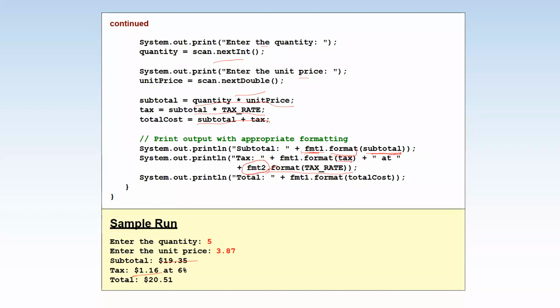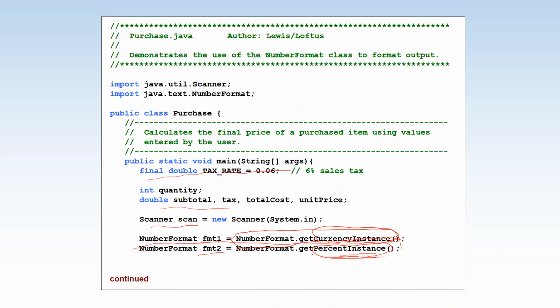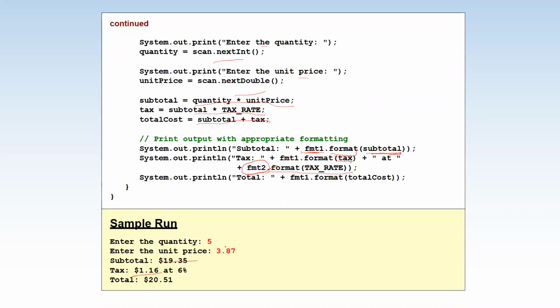And format 2 is a percent instance. So here it will format it into percent, and that's the percent style. And here it's formatted to currency style. That's how you format. Any questions, everybody?